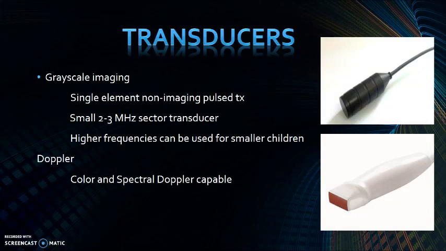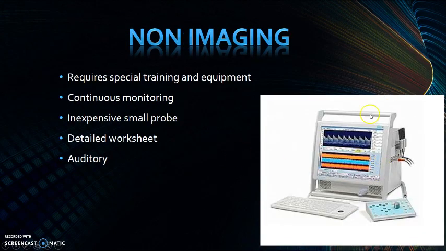The transducers you're going to use for a transcranial Doppler are going to be a sector type transducer that can go down to 2 to 3 megahertz. These are the ones we're going to use for imaging and color Doppler. When transcranial Doppler was first being developed, it was used with these non-imaging transducers, which were single element pulsed transducers. So here's a non-imaging system.